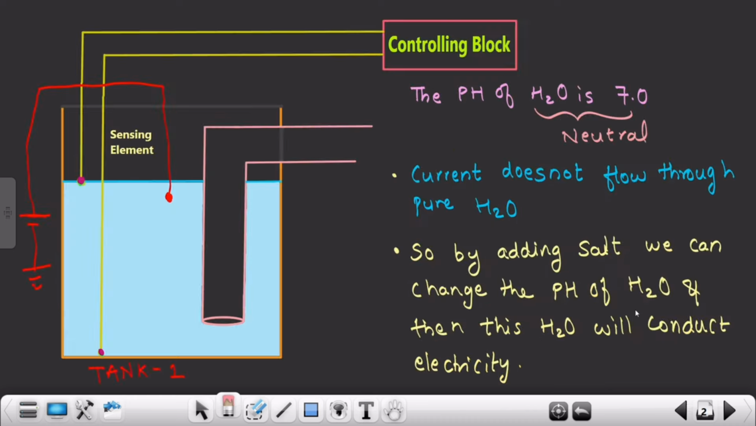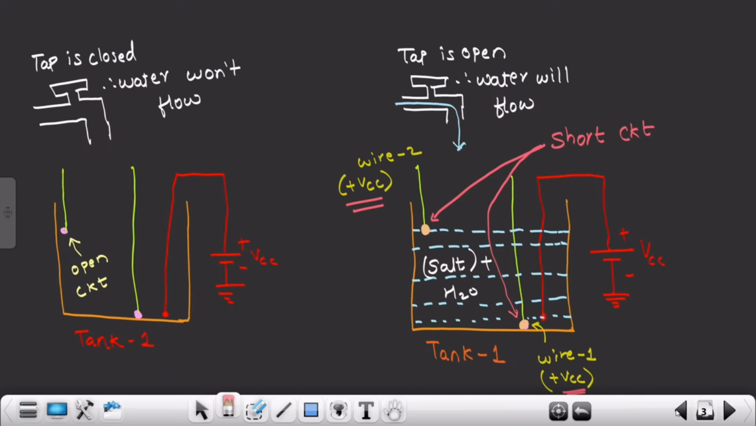Again I will repeat, let me just go back. See, the pH of normal water or distilled water is 7, right? Current does not flow through pure water, that is, if the water has a pH of 7. So by adding certain impurities, let's assume that the impurity is salt, we can change the pH of the water, and then this water will conduct electricity or current through it. So this was our basic understanding.